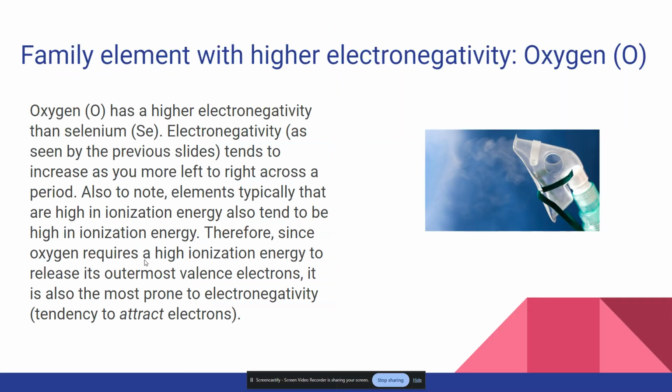I identified the element with the higher electronegativity to be oxygen, because oxygen has a higher electronegativity than selenium. Electronegativity, as seen by the previous slides, tends to increase as you move from left to right across a period. Also to note, elements that are high in electronegativity also tend to be high in ionization energy. Therefore, since oxygen requires a high ionization energy to release its outermost valence electrons, it is also the most prone to electronegativity, the tendency to attract electrons.